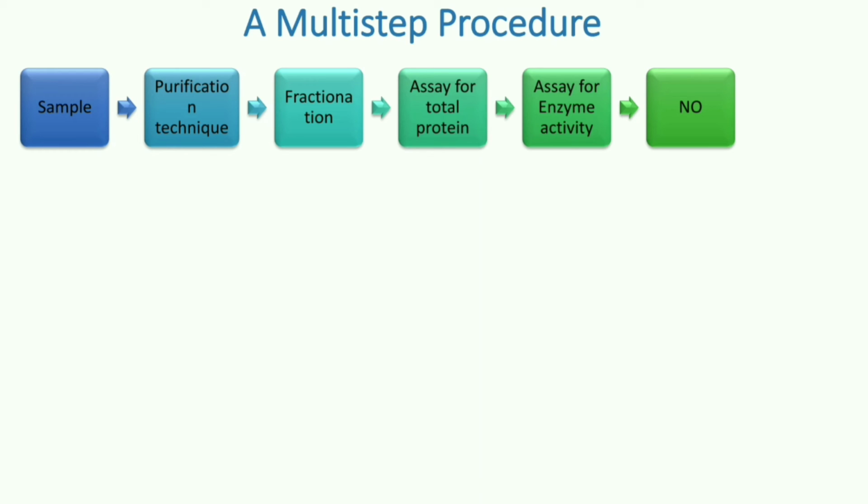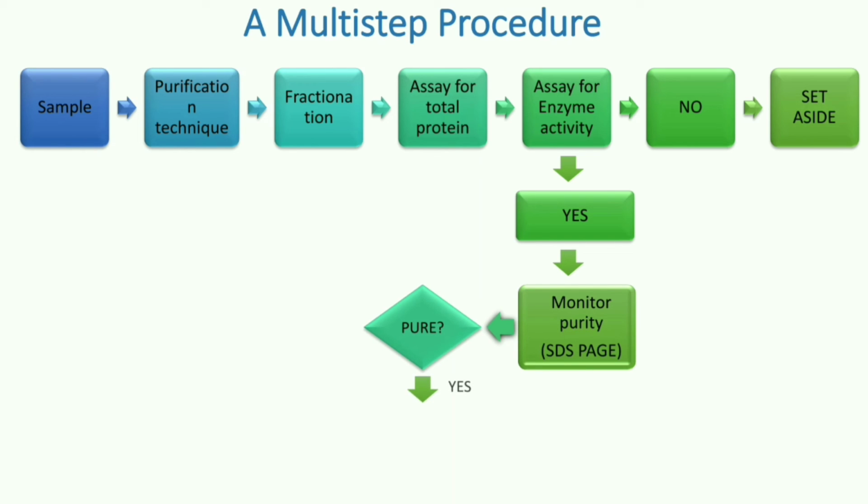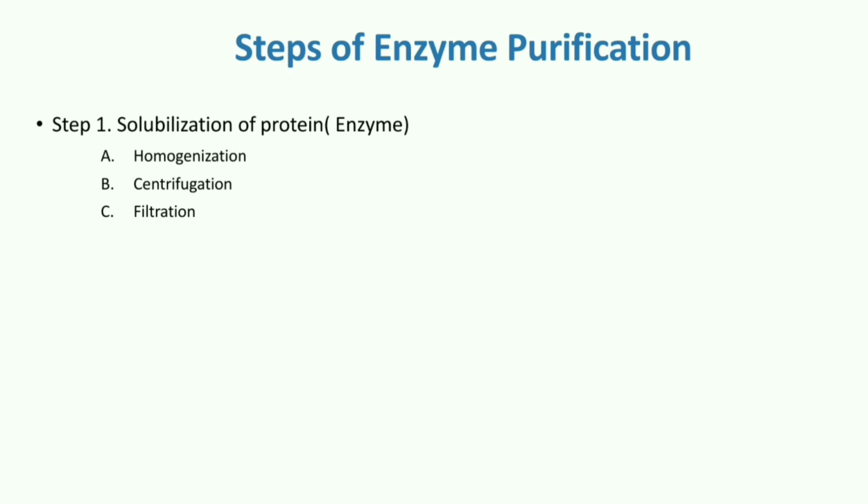If the enzyme activity is not up to the mark, then we'll set it aside, and if the enzyme activity is up to the mark, then we need to monitor its purity by performing SDS-PAGE. If we obtain a pure sample, then we proceed for characterization, whereas if the sample is still impure, then combine all the impure fractions to concentrate them and repeat the purification procedure until you get a pure protein or enzyme.